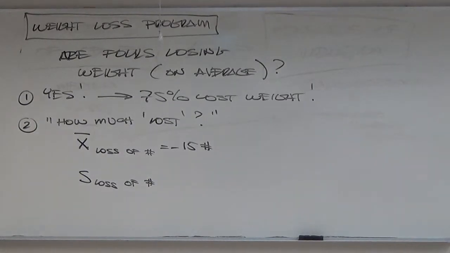Right? We're done, right? Why can't we be? On average, you lose weight, and on average, you lose 15 pounds. So why should we go any further? What's the average on the average? What's the average around that average?